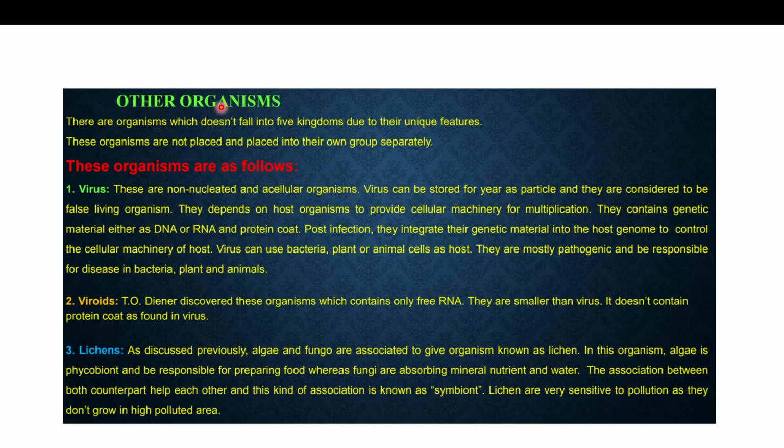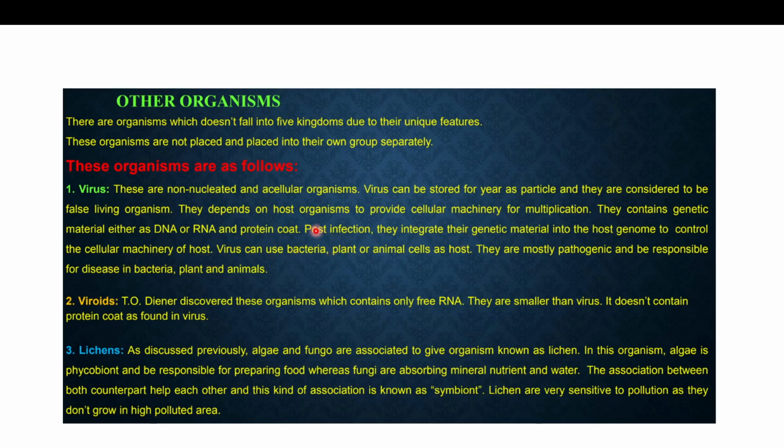Now, there are many other organisms which do not really fall under this category. Like viruses, these are non-nucleated and acellular organisms, and a virus can be stored for years as a particle. They are considered to be false living organisms because they depend on a host organism to provide cellular machinery for their own replication or multiplication. They contain genetic material either as DNA or RNA, and they usually have protein coats as well. And after infecting the host organism, they integrate their genetic material into the host genome to control the cellular machinery of the host.